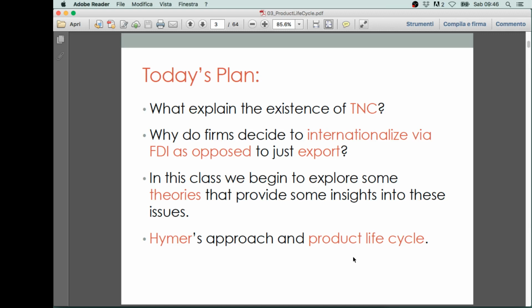As I said, in this class, we'll begin to explore some theories that provide some insights into this issue, and we will start with two approaches. The first one is the original approach by Hymer, the first author that started to focus on multinational companies, and then on this basis we will study the product life cycle, which is the more general approach that was developed in particular by Vernon.